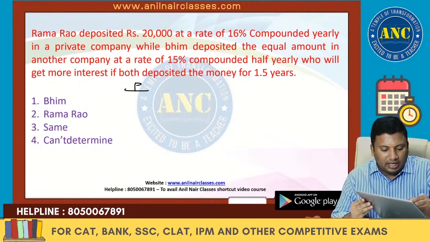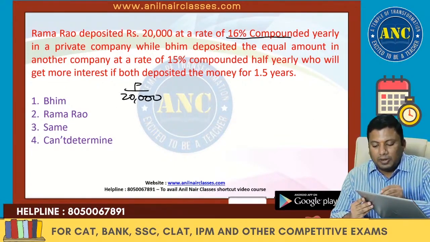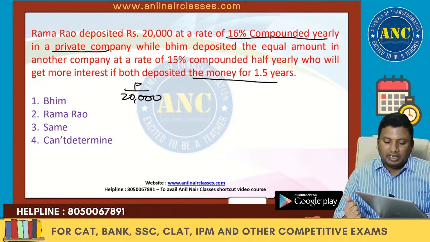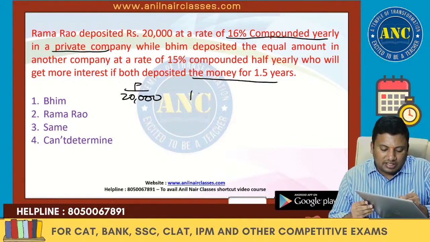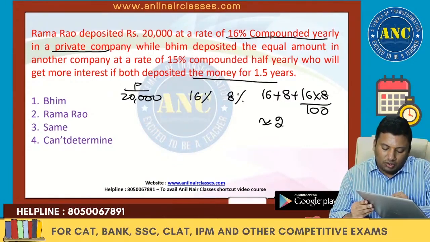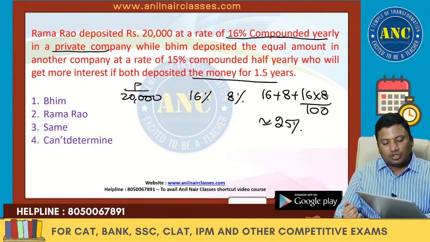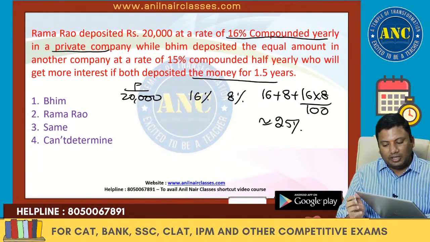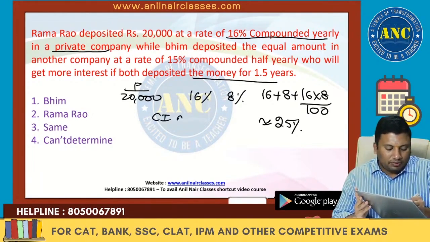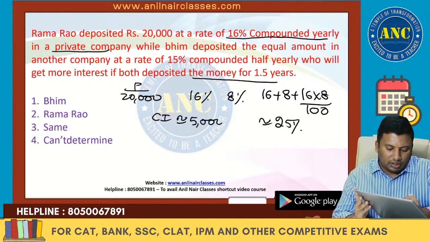If P is 20,000, 16 percentage compounded yearly, he deposited the money for 1.5 years. First year it is 16, second year it is 8. So 16 plus 8 plus 16 into 8 by 100, which is closer to 25 percentage. I hope it is clear. So 25 percentage will be the closure value, so 1 by 4 into. So CI is closer to 5000.